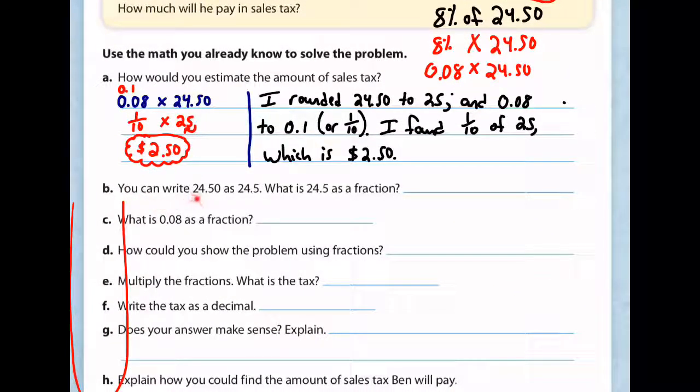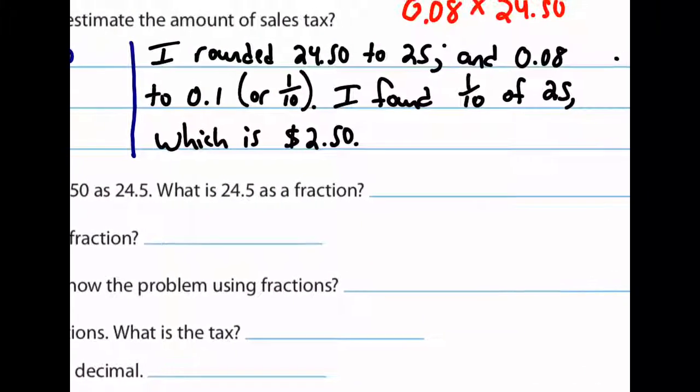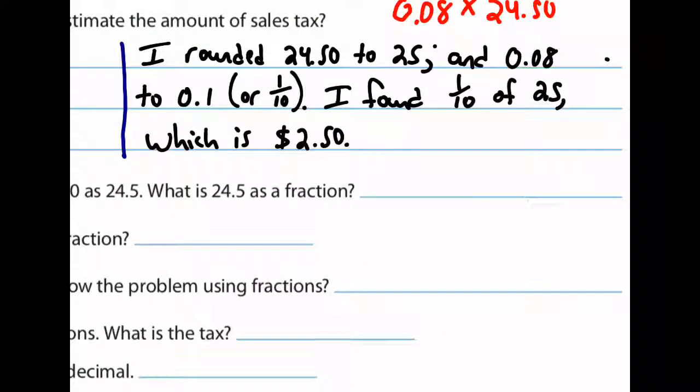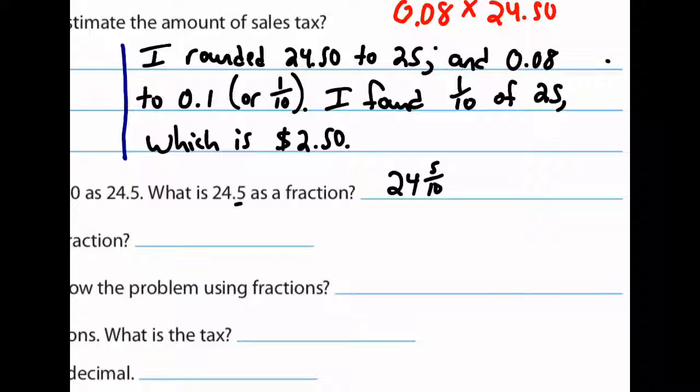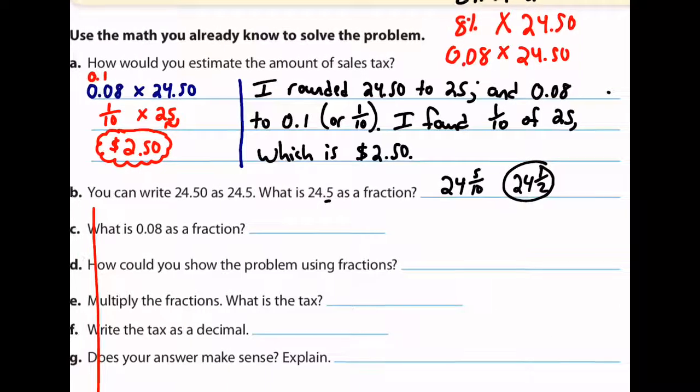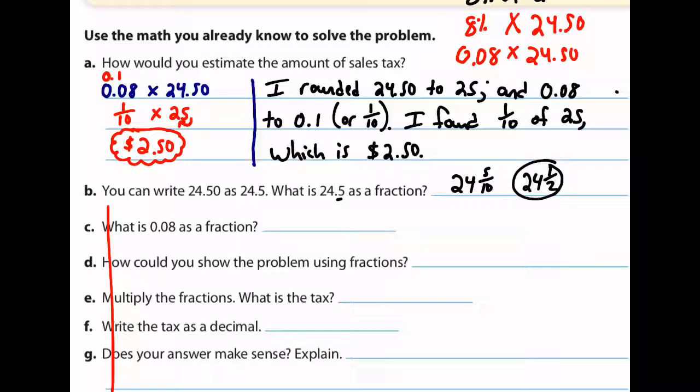It says you can write $24.50 as 24.5. What is 24.5 as a fraction? Well, 24.5 as a fraction is 24 and 5/10. But you can also say 24.5 is 24 and a half, right? So you can say 24 and 1/2. You can have either one of those. This one's going to be a little more useful. But if you wrote it as 5/10, I'm okay with that too. If you didn't have either of those, you're going to want to fix it, though.